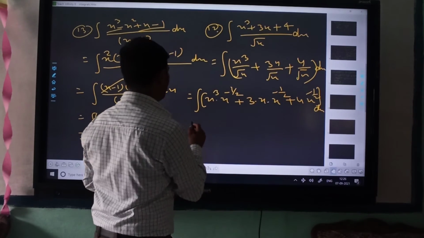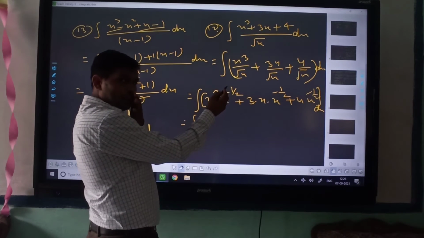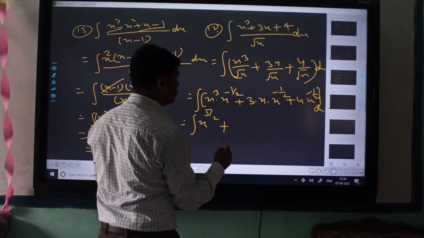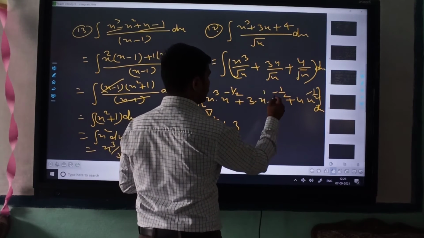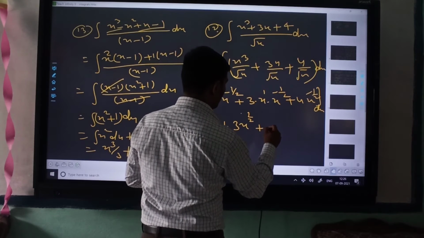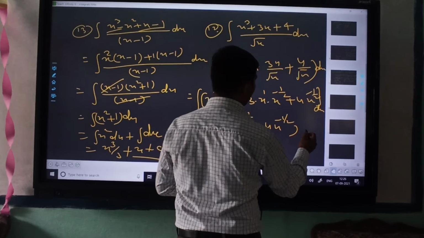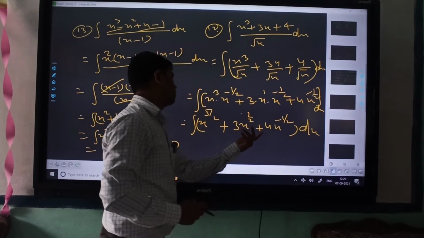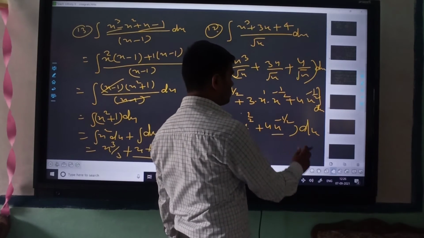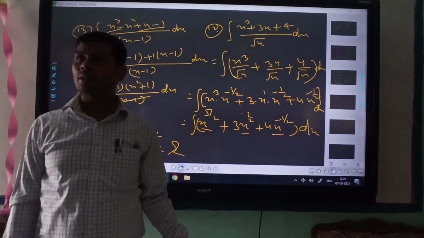So now you can solve it from this, it can be 3 to 6, 6 minus 1, 5, x raised to the power 5 by 2, plus 3 x raised to the power 1 by 2, plus 4 x raised to the power minus 1 by 2 dx. And after that, this is the simple process, you can solve it. This is the simple one, x raised to the power n. I think you can do this question yourself. It can be done by you easily.